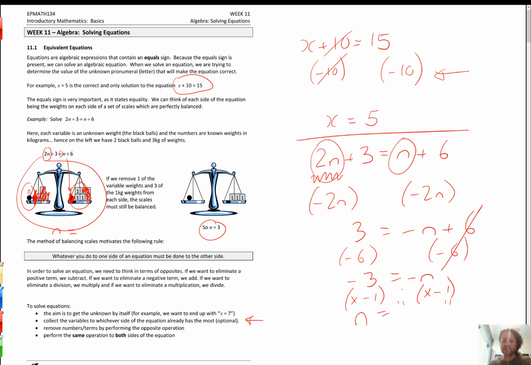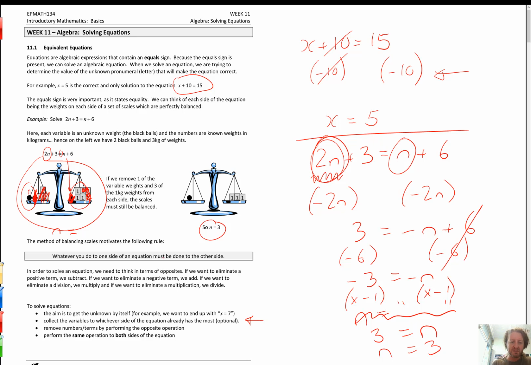So timesing by minus 1 will give me minus 3 times minus 1 is 3. Minus n times minus 1 is n. 3 equals n, so n equals 3. So I got there, but wasn't it easier when I just let the big ones sit there and took the little ones away? The reason being, it always stays positive. So I stand by that rule.